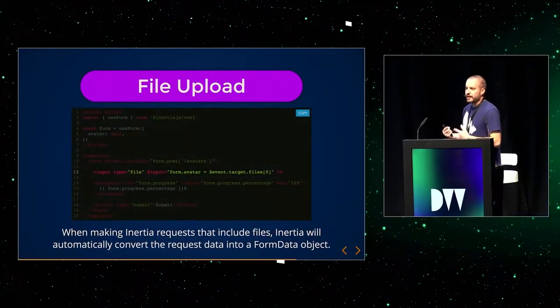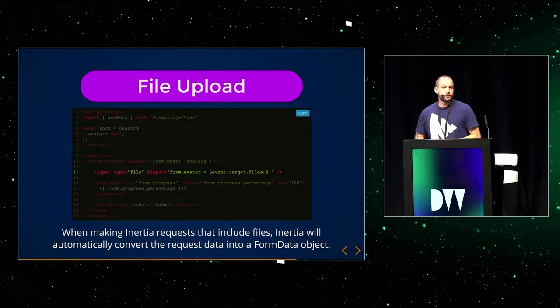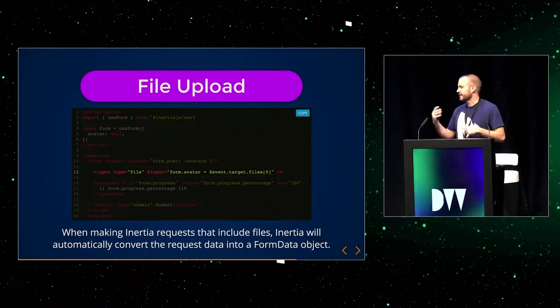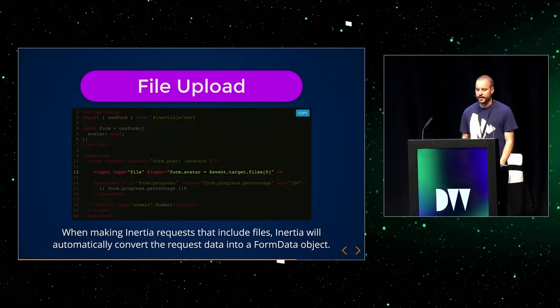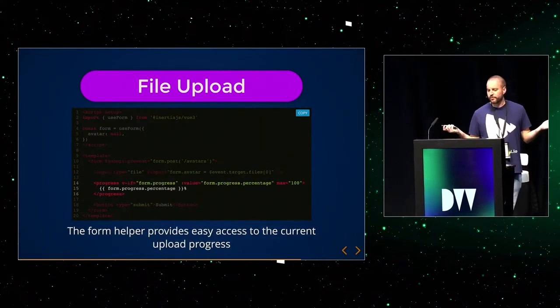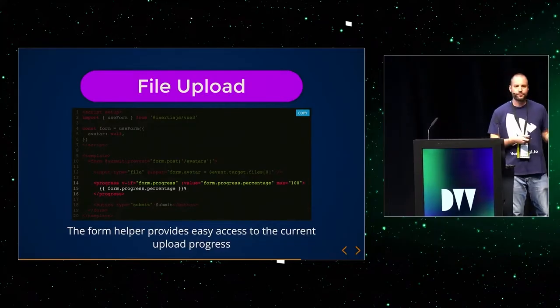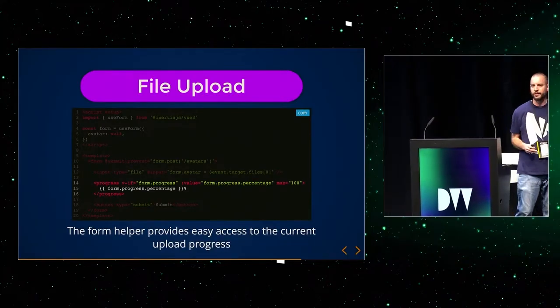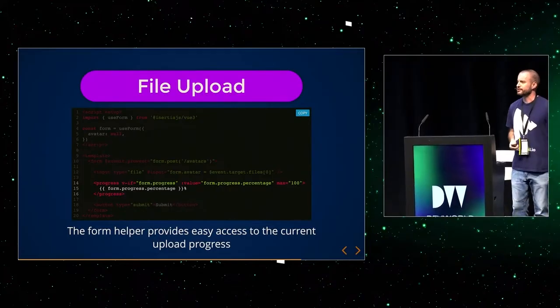If you have file uploads to handle in your forms, Inertia can handle that as well. It automatically converts the request into a form data object if it detects a file input in the form, and even provides you access to the progress of file upload so that you can easily display a progress bar to your users.